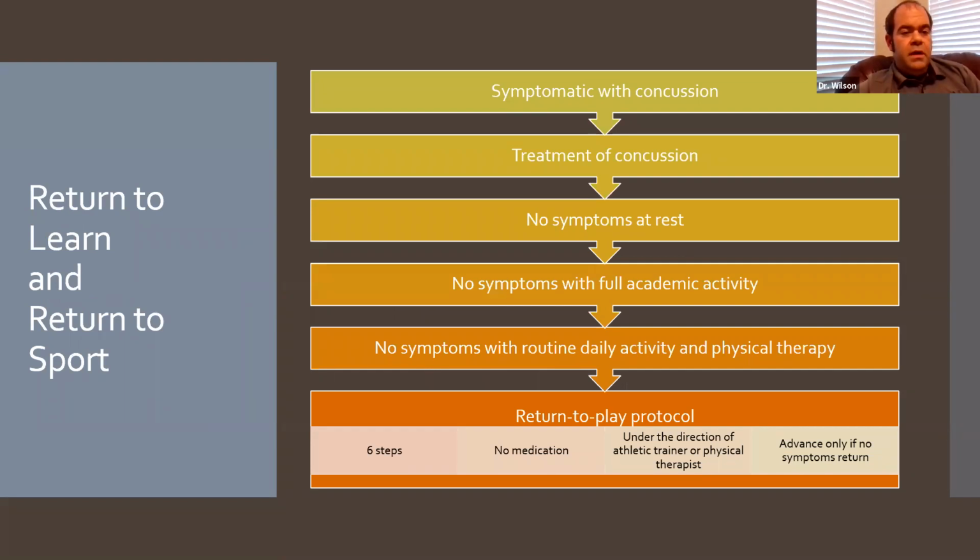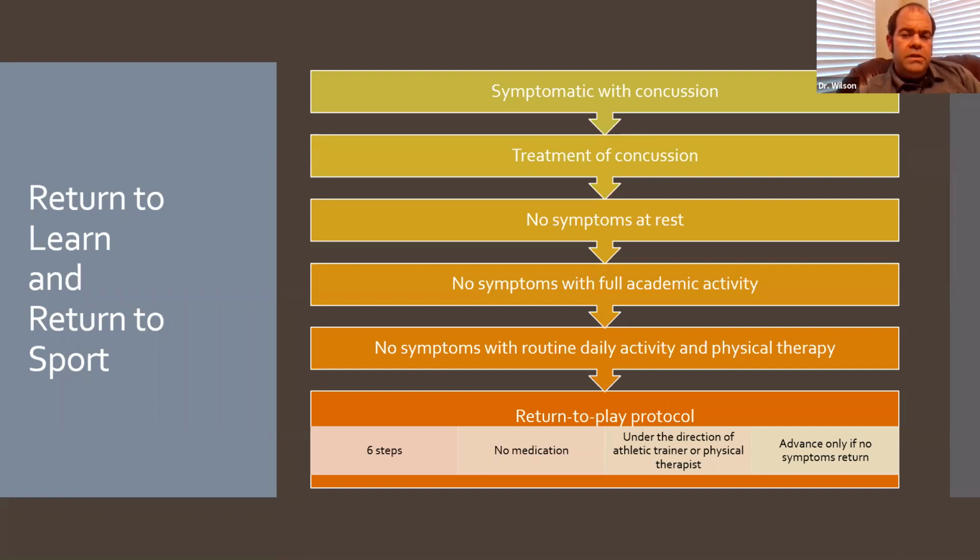And then we start talking about the return to learn and return to sport. What I've developed here is a little flow chart to outline what happens from the time the athlete has the concussion to the time that they are returning to their sport. So the patient is injured and is symptomatic of the concussion, and then we treat the concussion, and that involves the three segments we just talked about: the physical care, the mental care, and the supportive care.